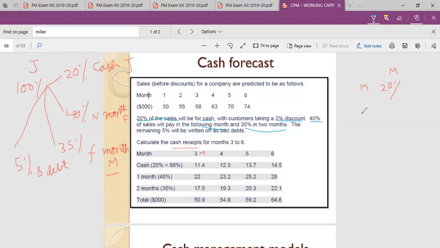The month before, which is February: 20% in February, 40% in March. So February sales, 40% will come in March. I hope I am clear. If it is not clear, please stop me and ask me. 40% of February sales will come into March, then 35% will go into April. So here we see that February sales, 35% will go here.